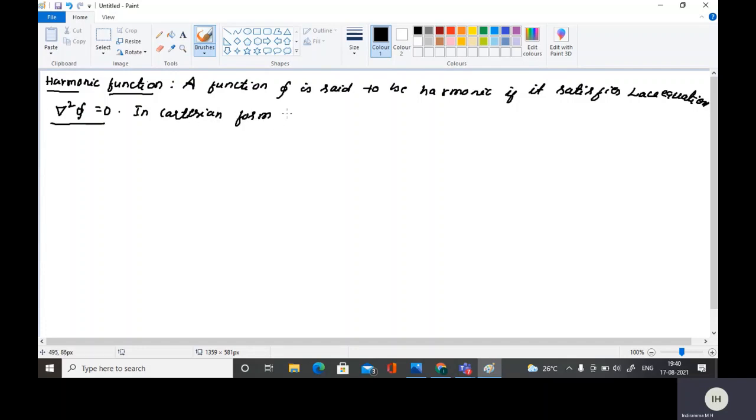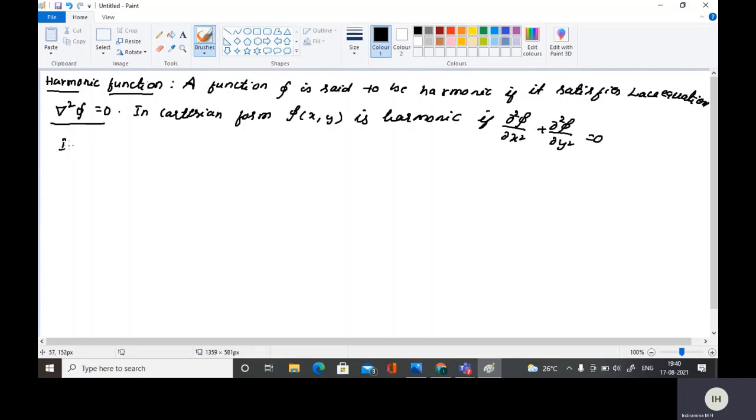In Cartesian form, phi of x comma y is harmonic if Laplace square phi is dou square phi by dou x square plus dou square phi by dou y square equal to 0. If this equation is satisfied, then phi is said to be a harmonic function.